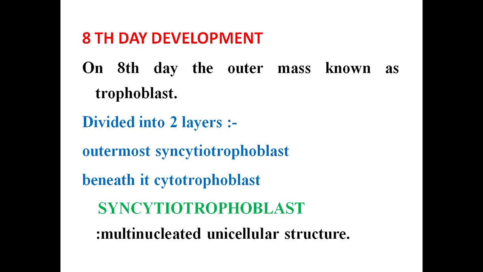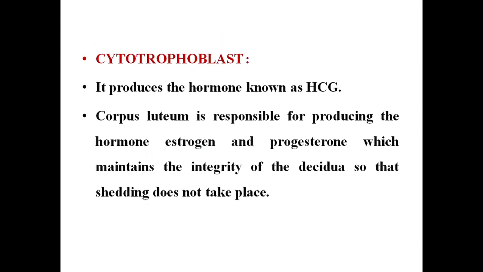The syncytiotrophoblast is made up of a multinucleated structure and it produces the hormone known as HCG, human chorionic gonadotropin, and the corpus luteum is responsible for producing the hormones estrogen and progesterone. These hormones help maintain the integrity of the decidua so that no shedding takes place.